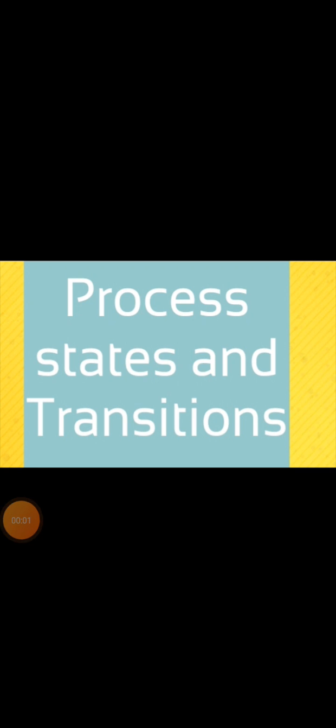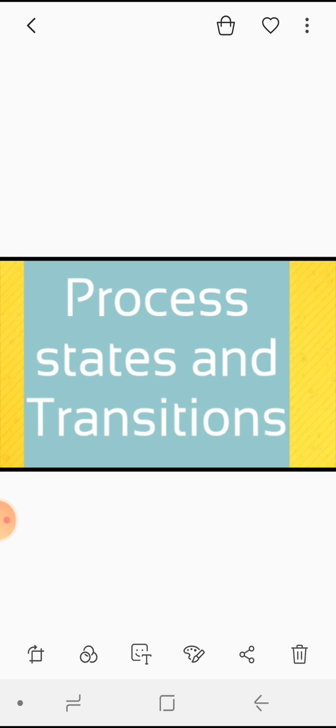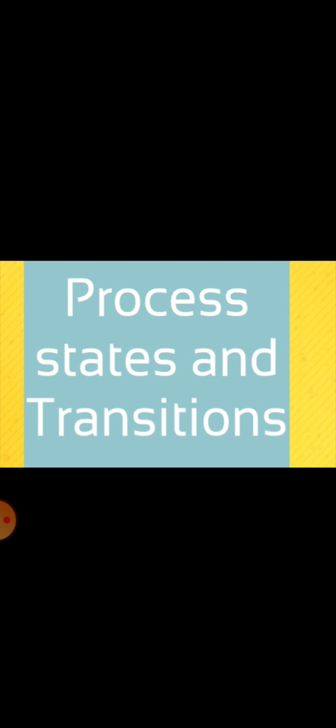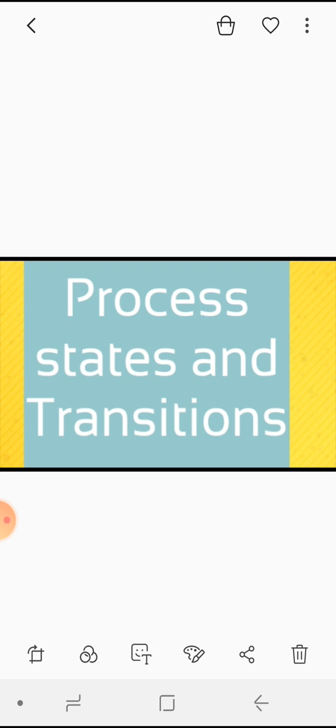Hello everyone. In the previous class we discussed the OS view of process environment and process control block. Let's continue this class with the discussion about process states and transitions. We say a process state is an indicator of the nature of the current activity in a process.